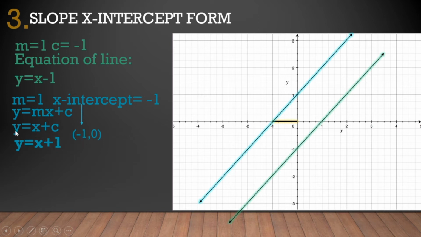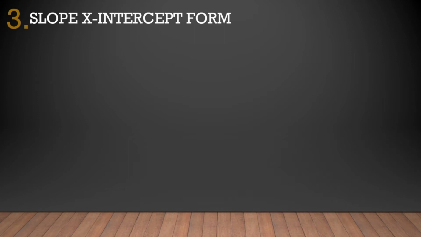If I substitute it here, you'll get your c as 1, and therefore the equation of the line will become y equals x plus 1. Third is the slope x-intercept form. What will be the equation of a line if you have been given the slope and the x-intercept?